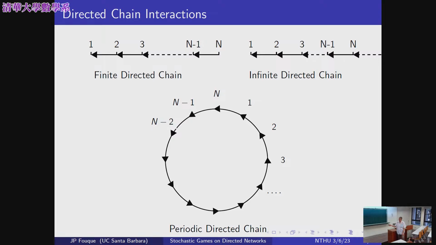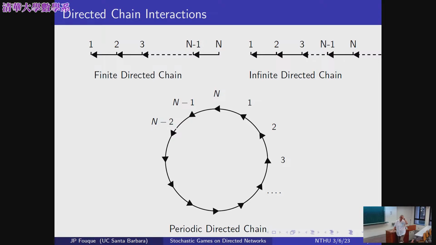Or it can be infinite. In fact, we will pass to the limit of an infinite directed chain. Or it can be periodic, like here, where you have a periodic boundary condition. Here I have to give you some boundary condition, and this is simply the periodic boundary condition. And then n goes to infinity, and we'll see what is happening.